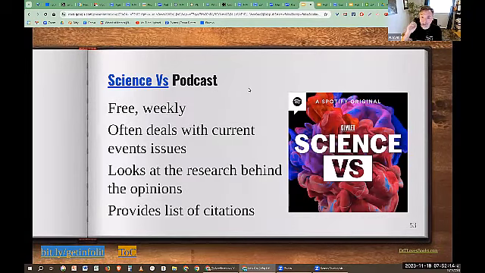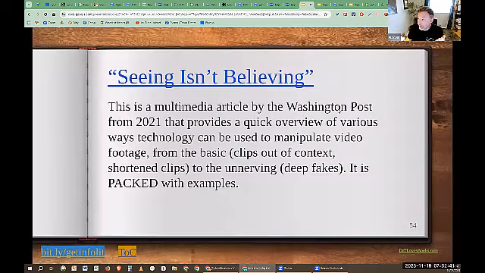Science Versus Podcast is a really wonderful podcast that is not necessarily about information literacy, but they look at current events through a science lens, and they try and debunk any issues that are floating around out there related to science. And they always provide a list of citations for their sources to talk about where we found the information that tells us what we're talking about is true or not. So it's a really great resource. There's a great multimedia article by the Washington Post from a couple of years ago that shows different ways that images can be manipulated online, especially video.